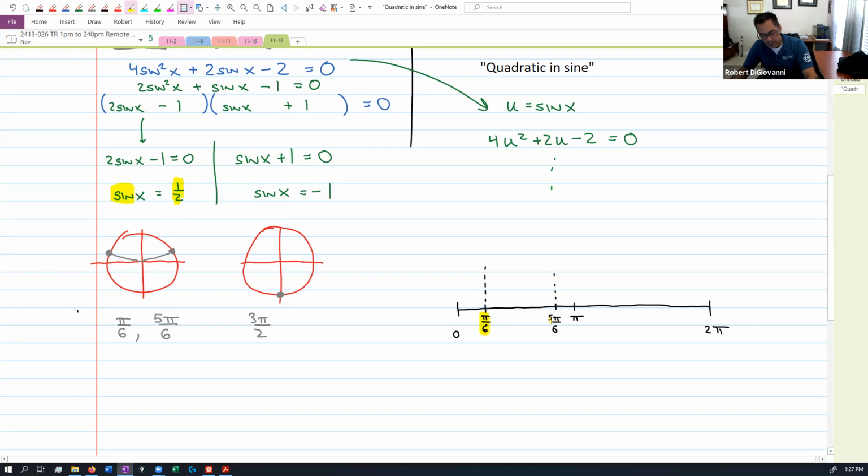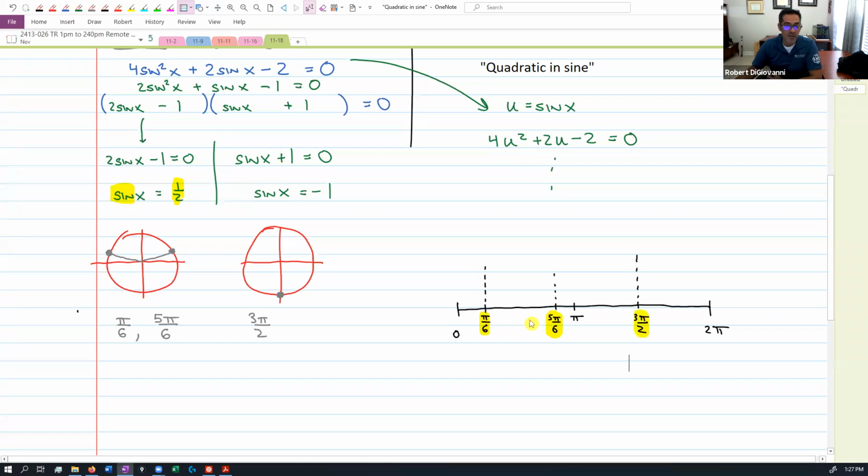That's another critical number. And then 3 pi over 2 is halfway between pi and 2 pi. So that's right here in the middle. We have 3 pi over 2, and that breaks that up. So those are my 3 critical numbers. And now I need test points.